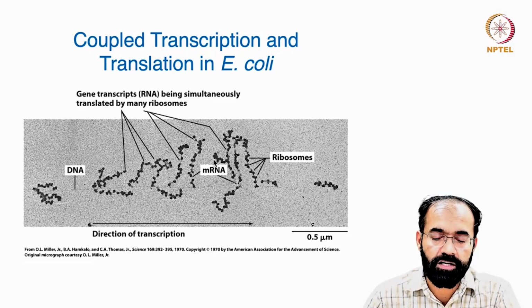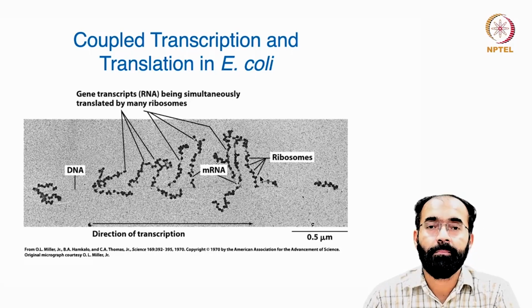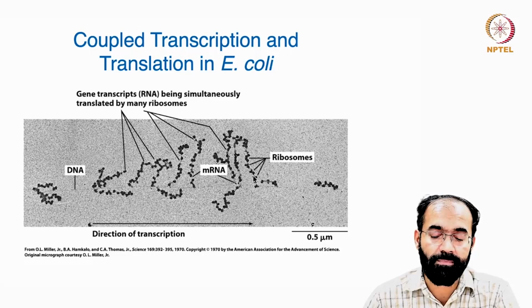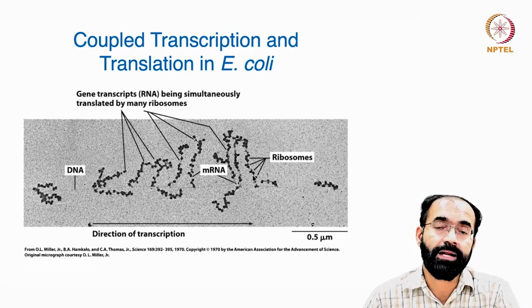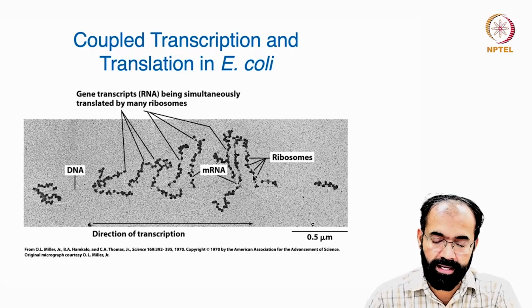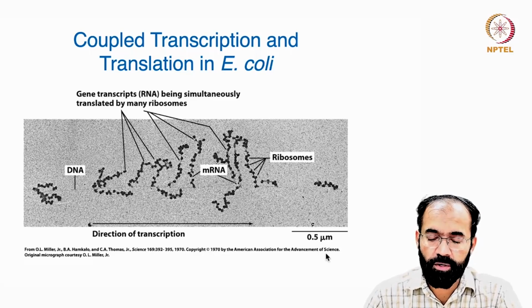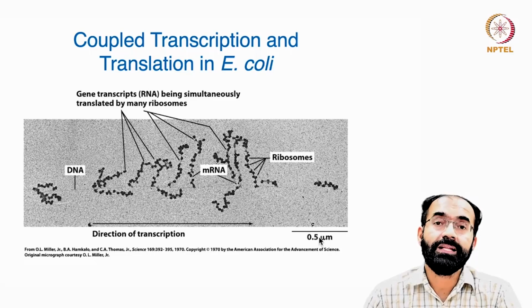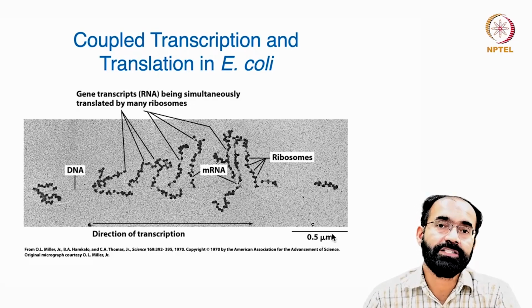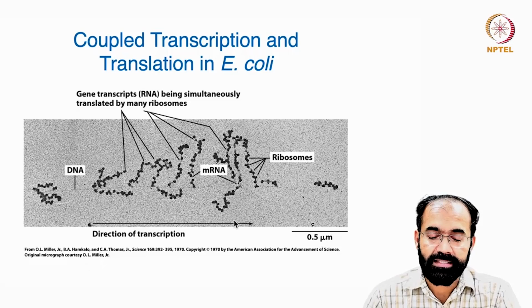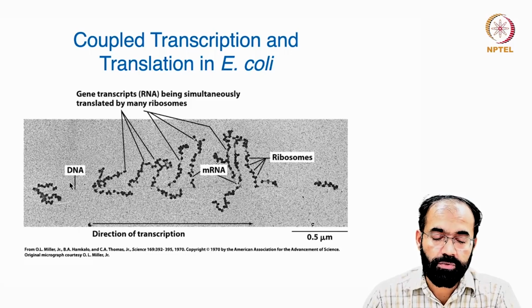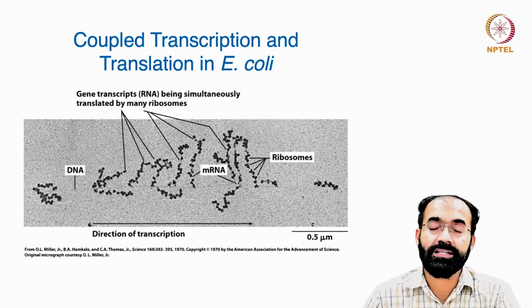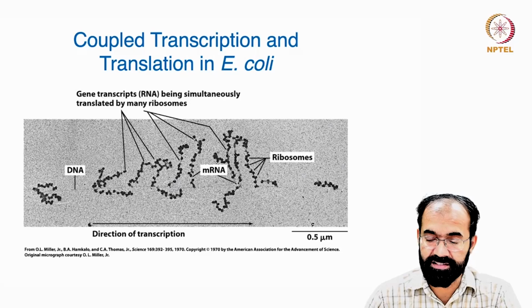So what you see, these dark color dots, they are the ribosomes, and such multiple ribosomes binding onto mRNA, we refer to as polyribosome. That is, multiple ribosomes are binding onto one mRNA. And this 0.5 micron is the scale. Remember, 1000 microns is 1 millimeter. So half a micron means you can imagine how small it will be. And the direction of transcription is shown with this arrowhead. So maybe the starting point will be somewhere here, and you have different stages of completion of RNA and protein synthesis.